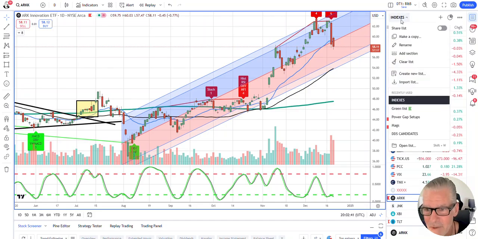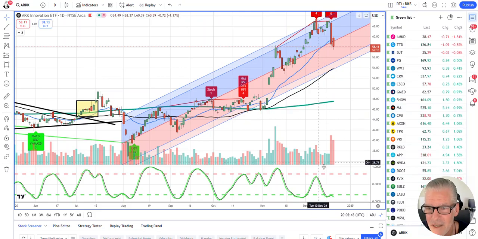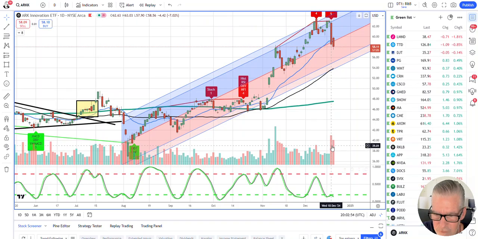And I want to go to my greens list. These are stocks, not necessarily buy them now kind of stocks, but for the most part, they're showing outperformance. They're showing potential for a good quality setup. Just waiting. We're waiting on them. Now, some of them we're already in.